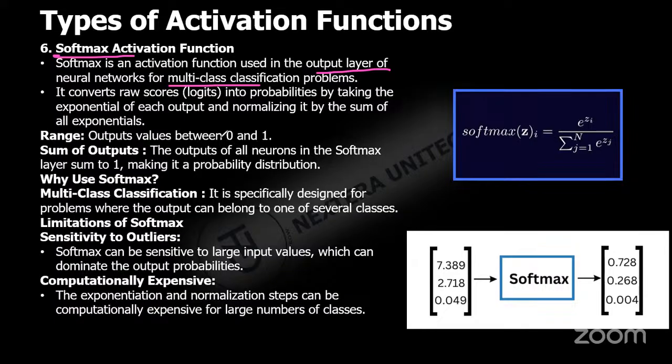The range of softmax is again between 0 and 1. So it will be similar to sigmoid, because the range is the same, 0 to 1. But the difference between sigmoid and softmax is that sigmoid is used for binary class classification problems. Softmax will be used for multi-class classification problems.